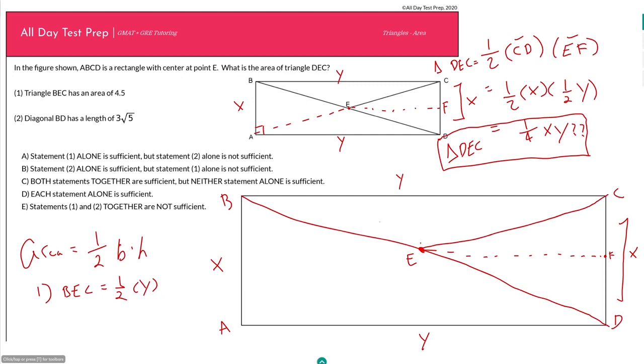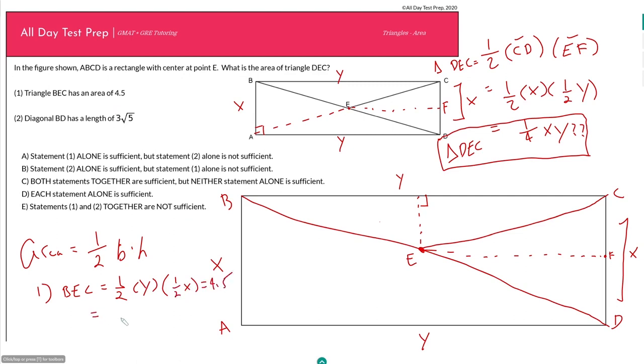And then what about its height? Well, its height will be this line here. And so what is this? Well, the height of our rectangle, or the width of our rectangle, is X, right? And this line here goes from this top side here to the center of the rectangle. This should just be 1/2 X. The area for BEC is 1/2 times our base of Y times our height of 1/2 X. This is equal to, they said, 4.5.